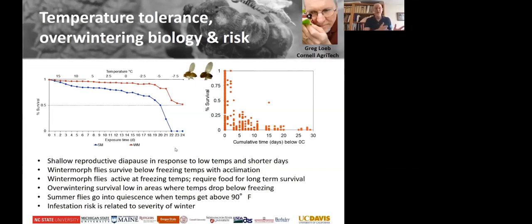Now in the summertime, as I mentioned earlier, we know these flies really don't like really hot temperatures. And when it gets above 90 degrees or so, they go into a summer quiescence.